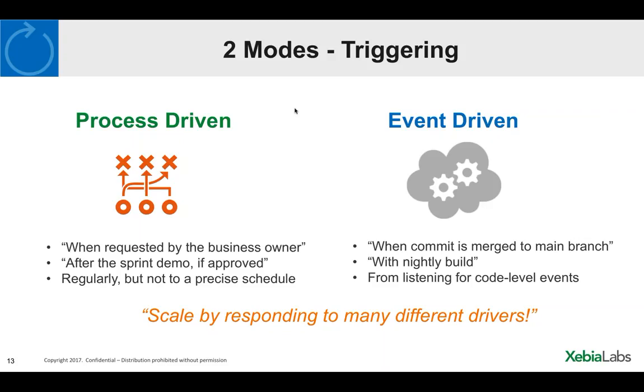So if you build a DevOps solution only around one mode or the other mode, you're going to miss out on an ability to scale because you create bottlenecks. Right? So if all you have implemented is a process-driven DevOps workflow, then you're going to be missing the opportunity to scale that by having some things happen automatically, right, based on events.